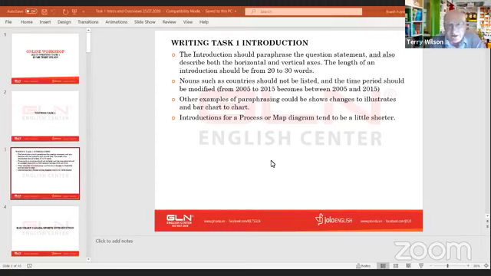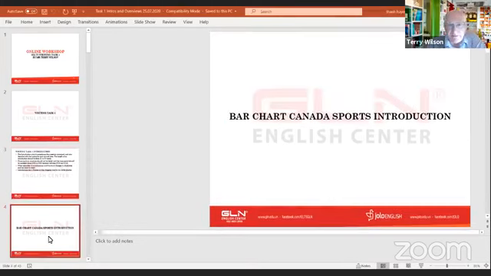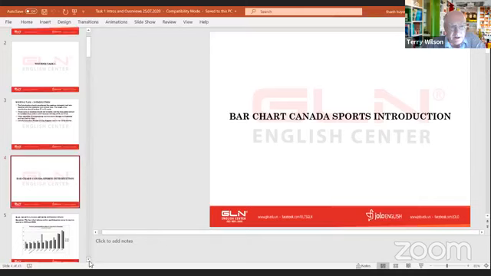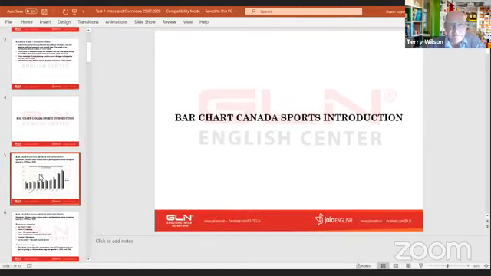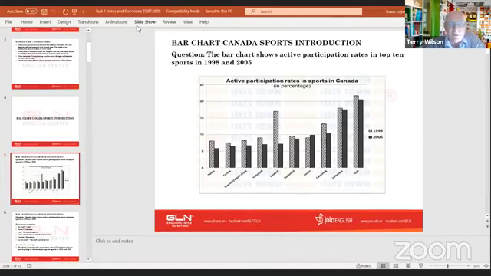The examples of those today, maybe another time in future weeks. So let's have a look at the first example today. We're going to look at a bar chart, and this is based on people playing different sports in Canada. So this is the question with the diagram.